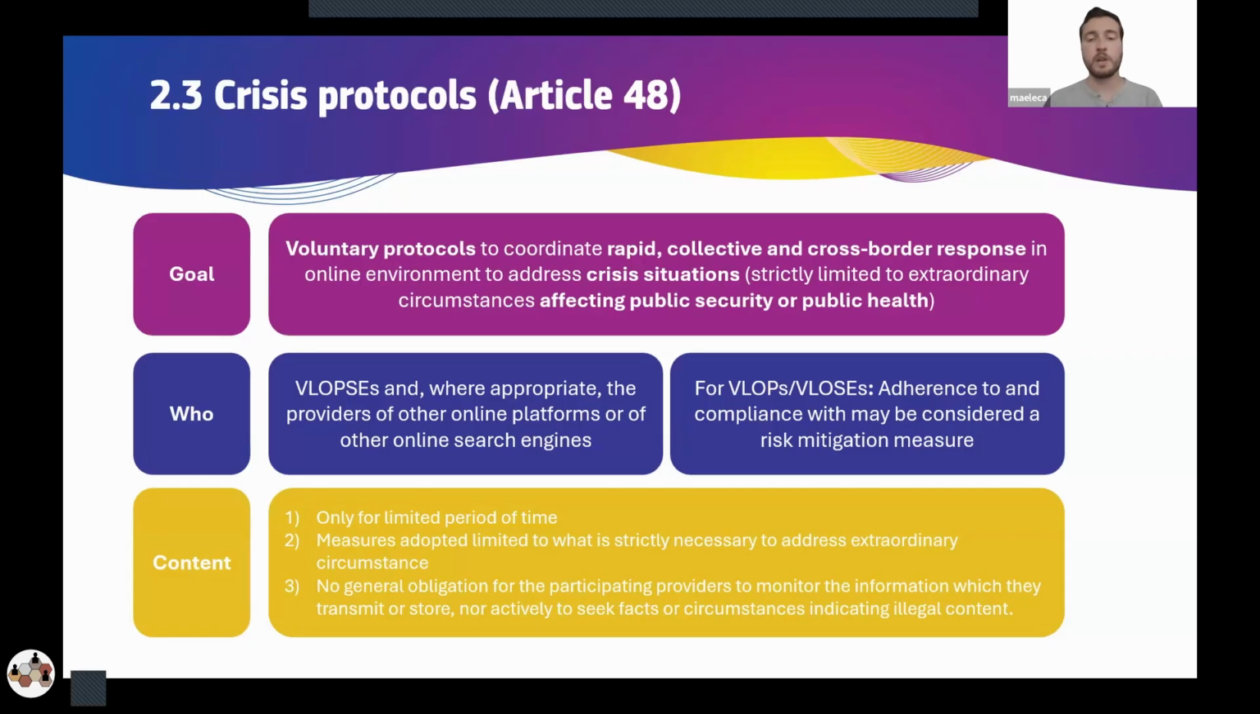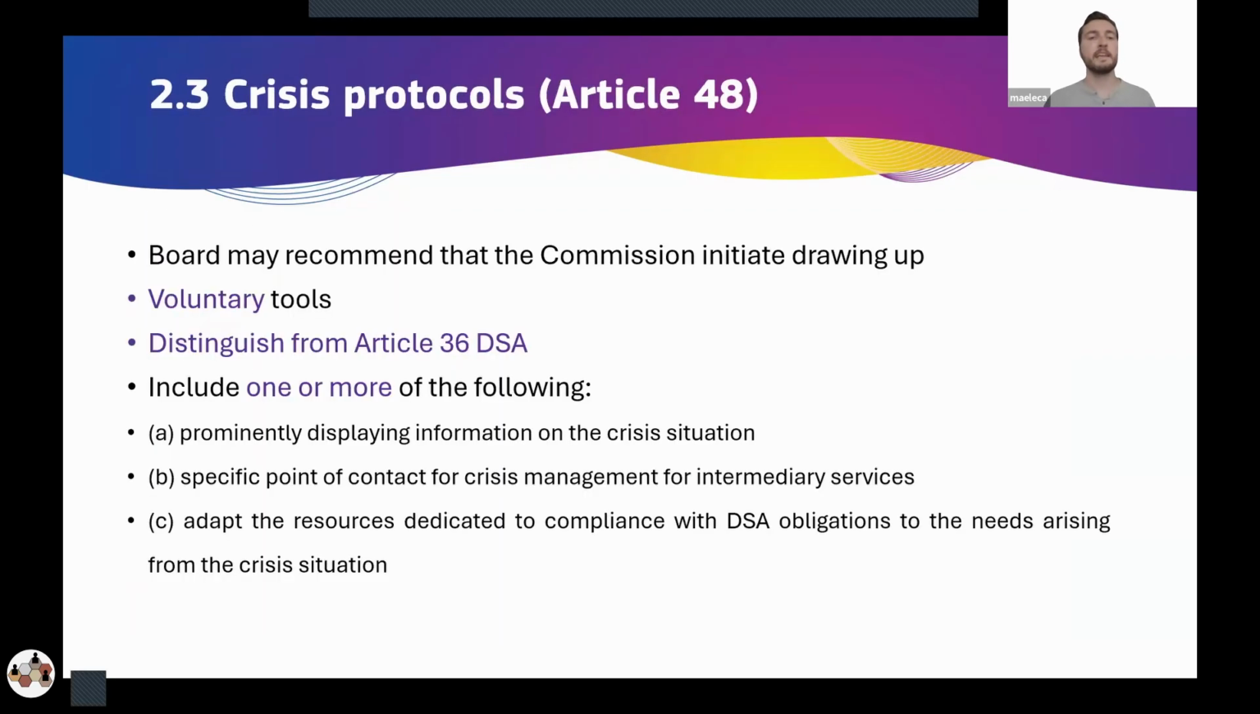In general, there's no general obligation to monitor information that is transmitted or stored by providers or to actively seek facts or circumstances. This, again, is also linking up to the DSA's general position, which says that there is no general monitoring. Finally, the board is the one who may recommend that the commission initiates their drawing up, although I think there is some flexibility in how this occurs exactly. But the most important thing is to note that they are voluntary tools, and that this especially distinguishes them from Article 36 DSA, which, note, the commission can also impose certain measures in case of a crisis. But that's, to be clear, not the case here in Article 48.